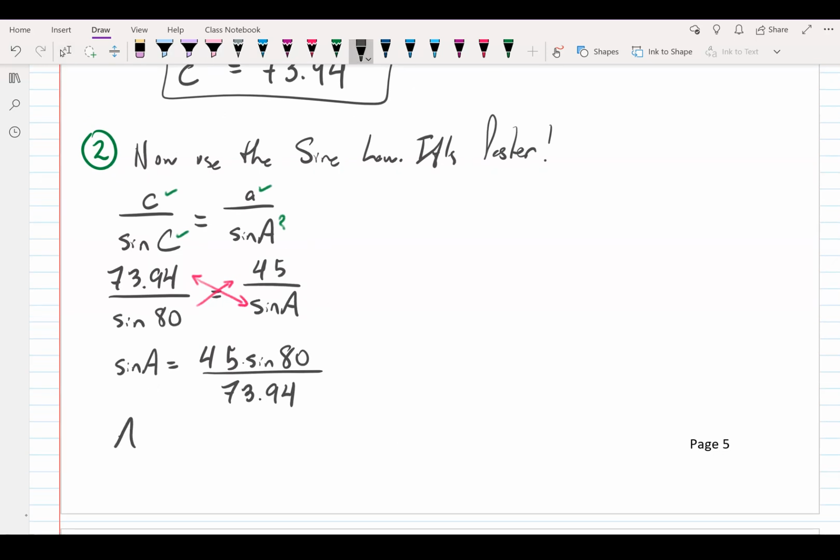So I need angle A. It's just the sine inverse of this expression here. 45 sine 80 over 73.94.